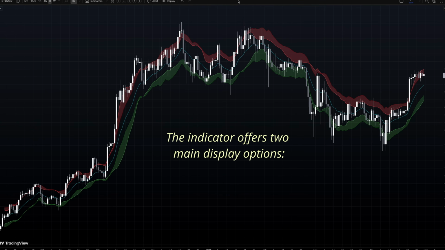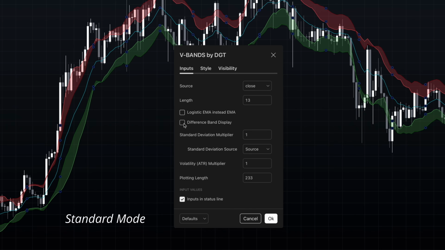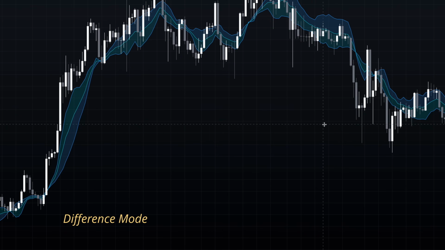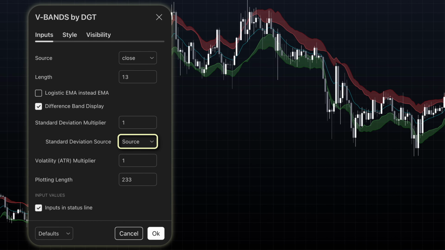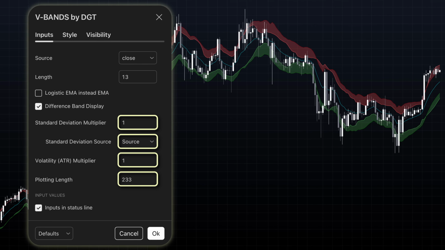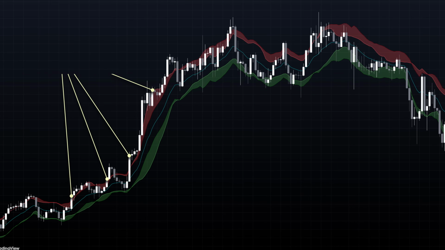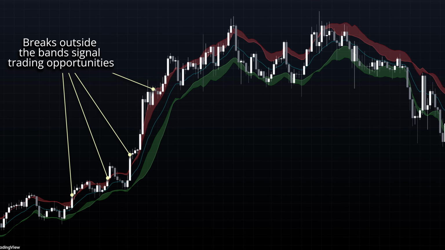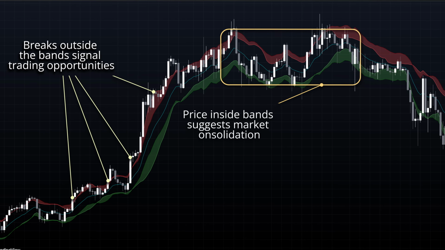The indicator offers two main display options: a standard mode showing volatility and deviation bands, and a difference mode, which highlights a narrower volatility area. Users can adjust the standard deviation source, multipliers, and band display to fit their trading needs. It aims to signal potential trading setups when price moves outside the bands and suggests market consolidation when price remains inside.